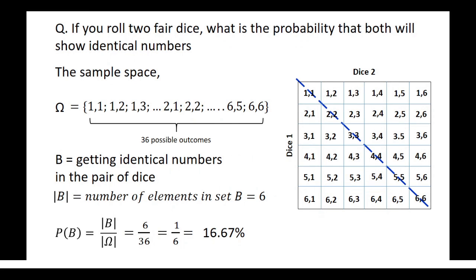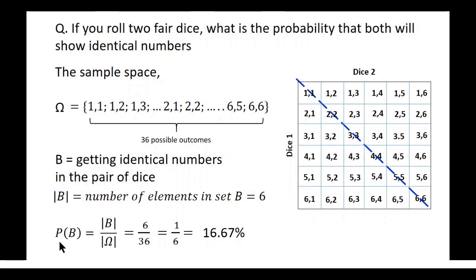What about the following question? What is the probability that both the dice will show identical numbers? Here again, we can consider an event B, which is defined as getting identical numbers. What are the elements in set B? There are 6 possibilities. These are contained in the diagonal of our checkerboard. That is 1,1; 2,2; and so on until 6,6. There are 6 elements or outcomes in the set B.